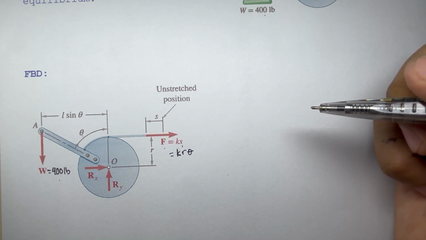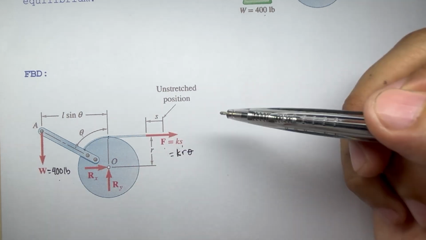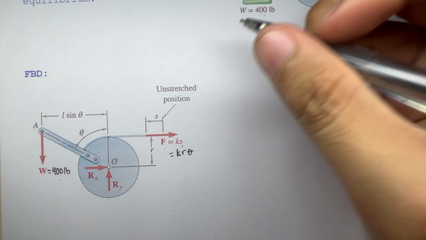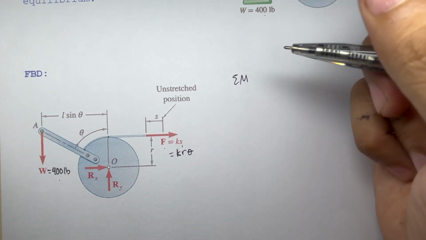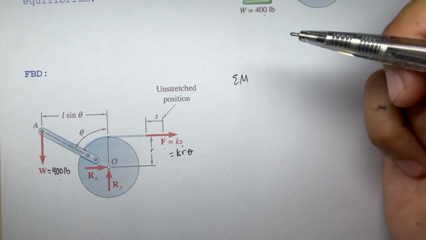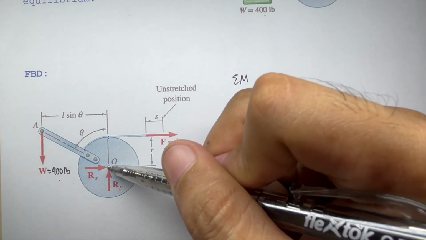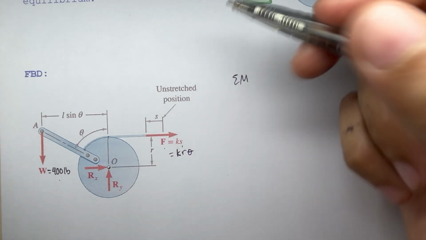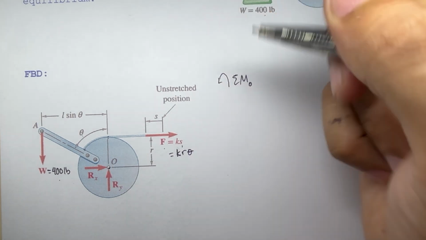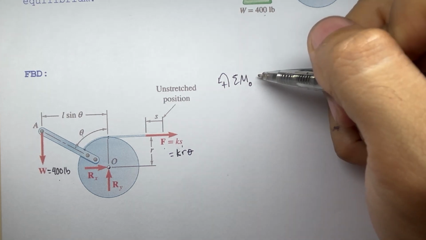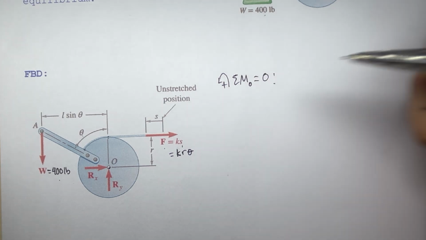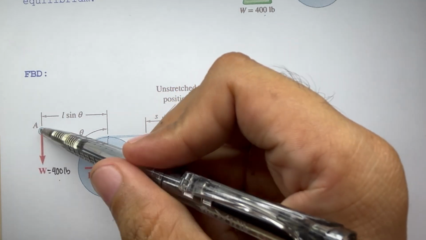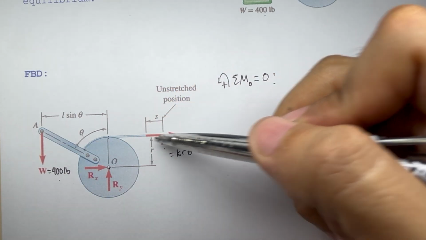Okay, now we can apply the three equilibrium equations here. For this example, we can use summation of moment at a point where there are many unknowns. So in this case, we have our point O. It has unknowns Rx and Ry. So we can apply the summation of moment at point O, counterclockwise positive, equal to 0. What are the moments at point O? We have only two forces here, the weight and the spring.